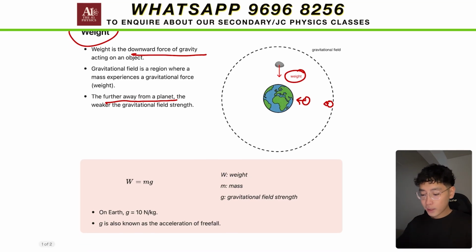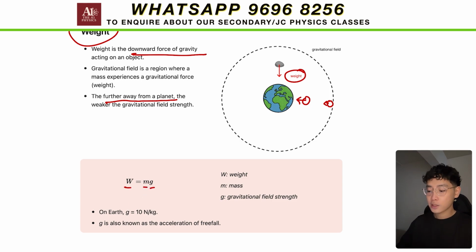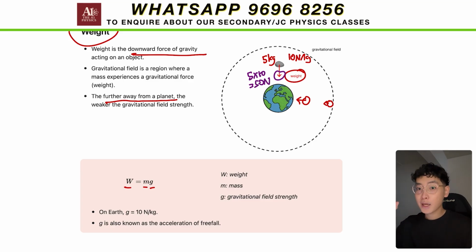So the formula we know is W = mg. Weight equals mass times gravitational field strength. For example, if this object is 5 kg and the gravitational field strength is 10 newtons per kg, then the weight of this object is 5 times 10 equals 50 newtons. Newtons is the SI unit for force.